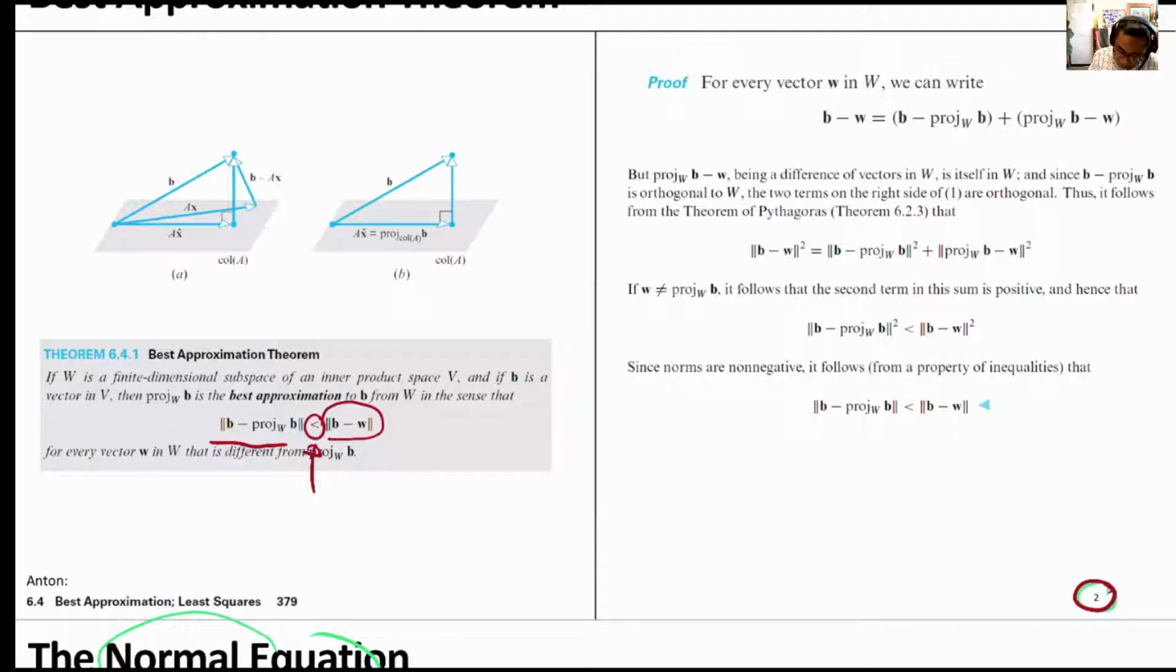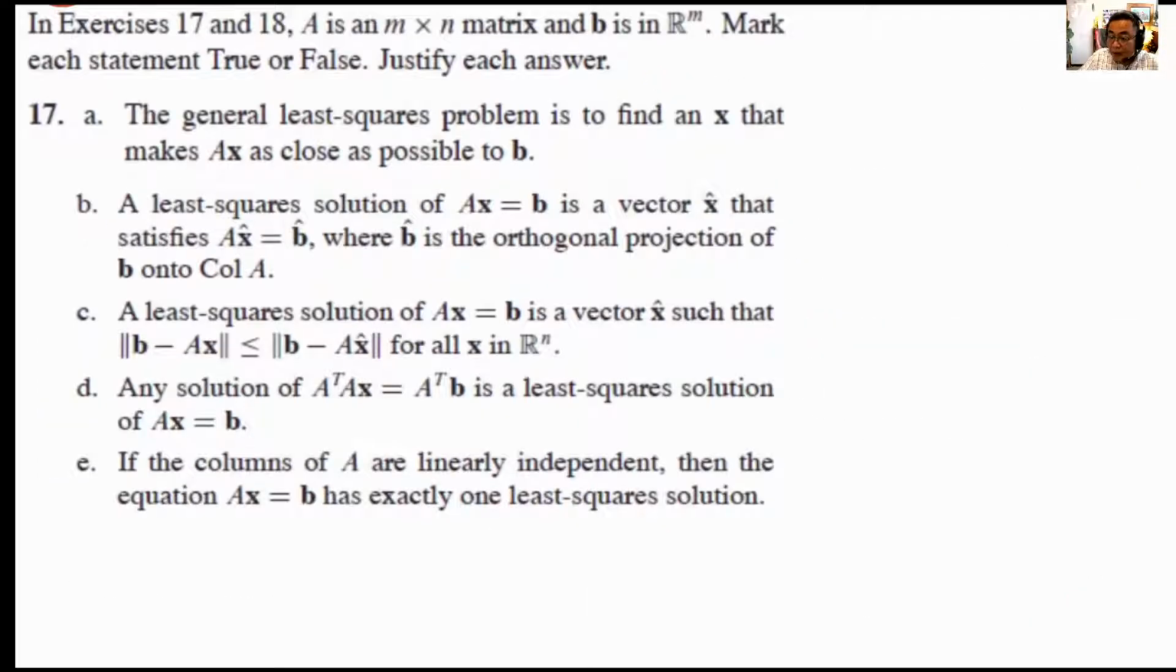Let us now first accept that it is less than when the columns of A are independent. There is no other W that will be better than the least squares solution when the columns of A are independent. Let's now turn our attention to question 5, 17d.